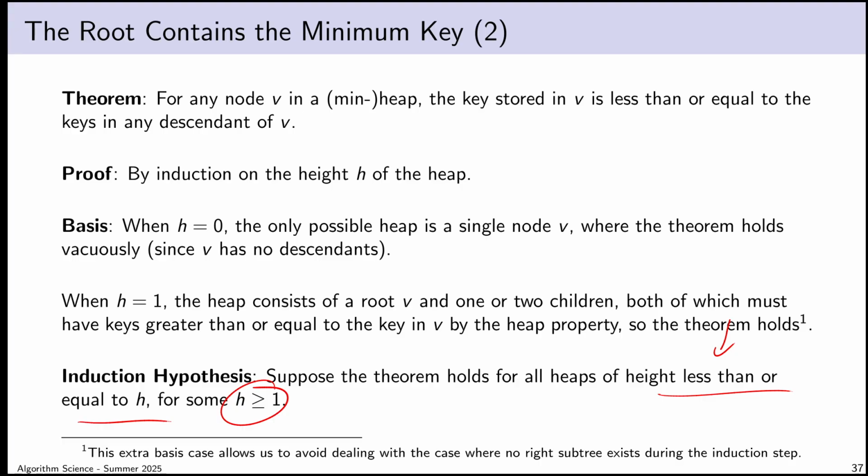I'm doing this because I want to take apart a tree of height h plus 1 in a minute, and I don't want to make assumptions about the heights of its subtrees. So I'm making sure that I'm stating that the hypothesis is that the theorem holds for any tree of height up to or including height h.